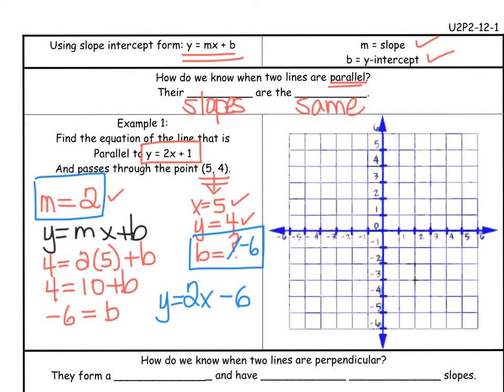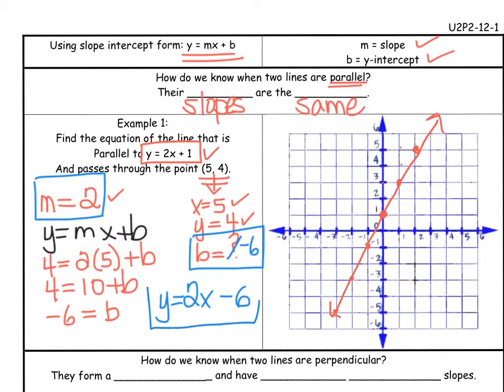So graphing this point, my y-intercept is 1. My slope is 2, so that means up 2 and to the right 1. It's a positive slope. I can also go down 2 and to the left. I can go in the opposite direction. So down 2 and to the left 1. So when I connect my line, that line is the line y equals 2x plus 1.